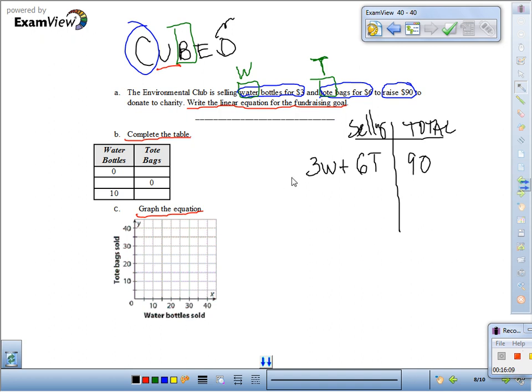So, do you see the equation now? Yeah. So what would be our equation, everyone? 3W plus 6T equals 90. Focus.